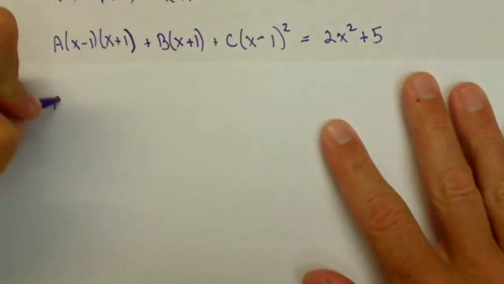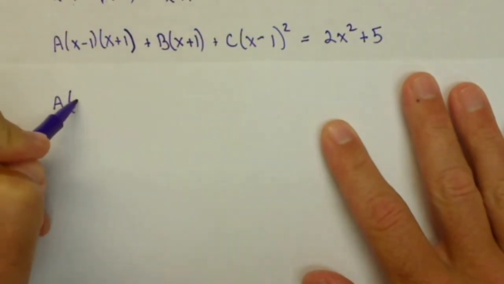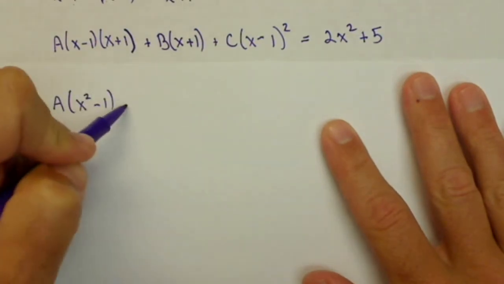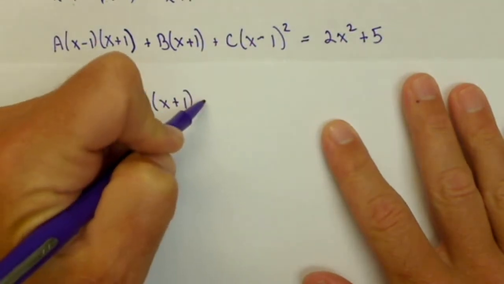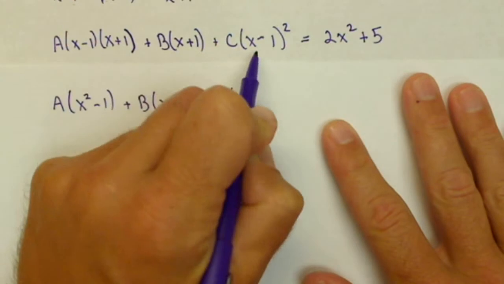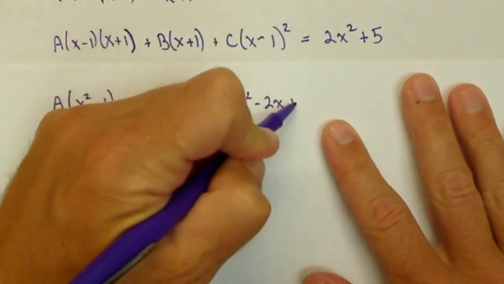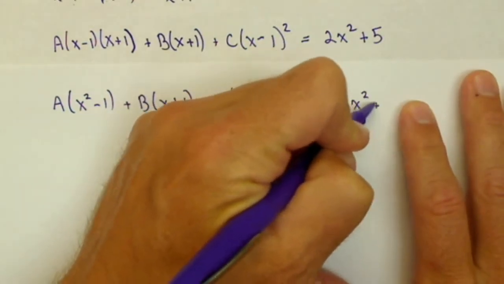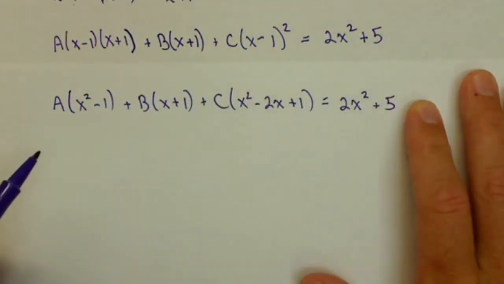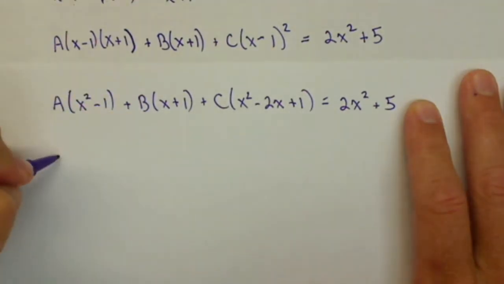What I'm going to do is take A and multiply everything out. So that's A times x squared minus 1, plus B times x plus 1, plus C times, I'm going to FOIL that out, x squared minus 2x plus 1. And that is equal to 2x squared plus 5. Now I'm going to distribute my coefficients here.